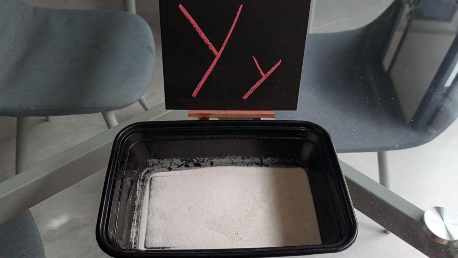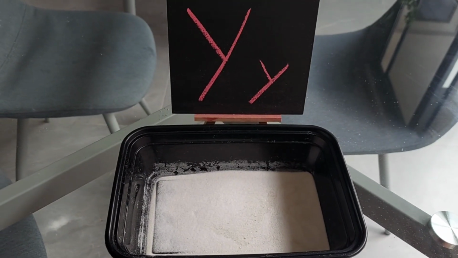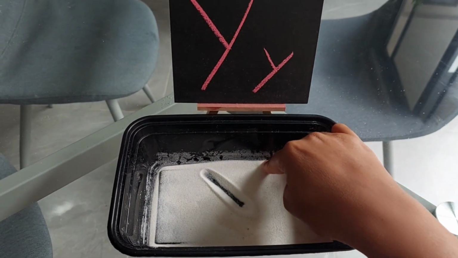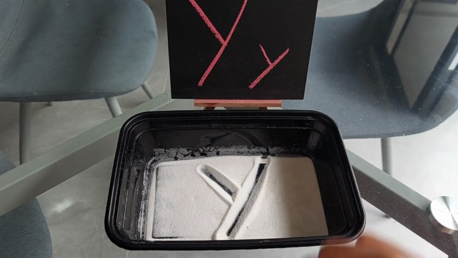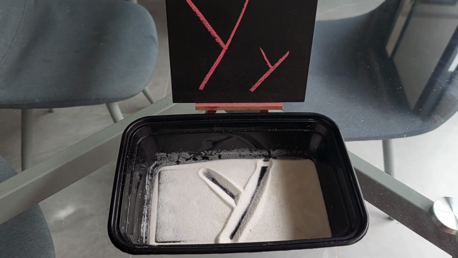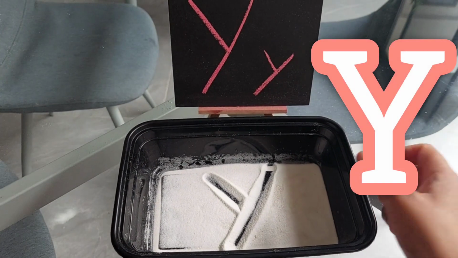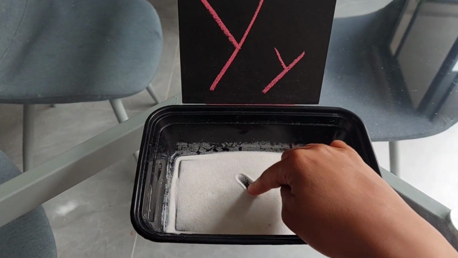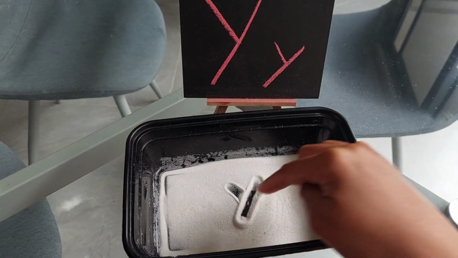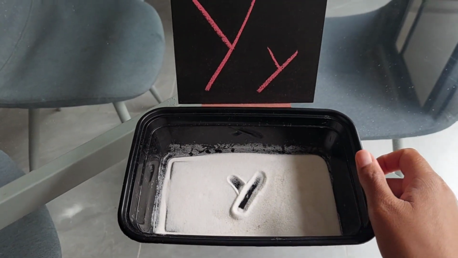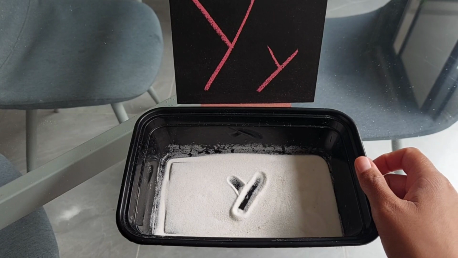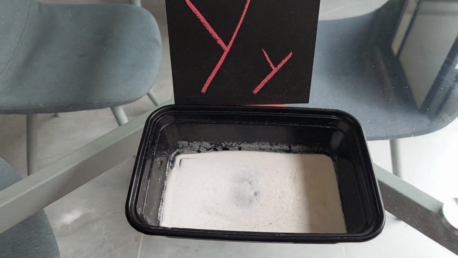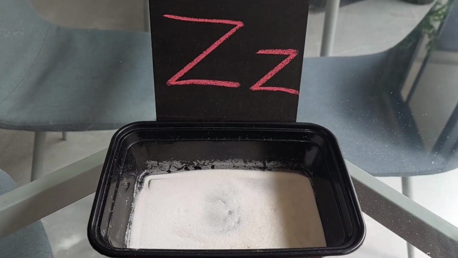Now let's learn how to write the letter Y. To write an uppercase letter Y, we'll start at the top, do a diagonal line going down to the middle, and then go back up to the top and do a diagonal line all the way down to the bottom. Just like that. Now let's shake that out and let's do a lowercase y. We'll start, do a diagonal line to the middle, and then go back up to the top and do a diagonal line going down. Good job, guys. You just learned how to write the letter Y. Now let's learn how to write the letter Z.